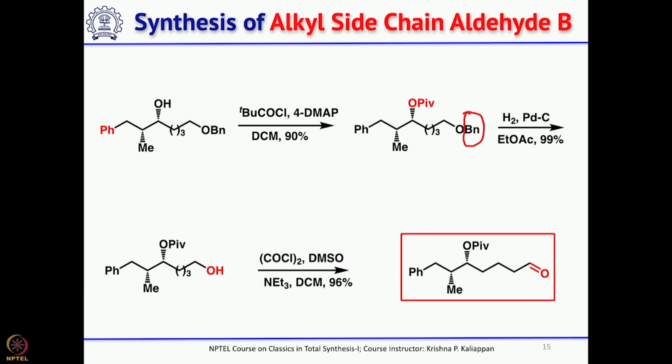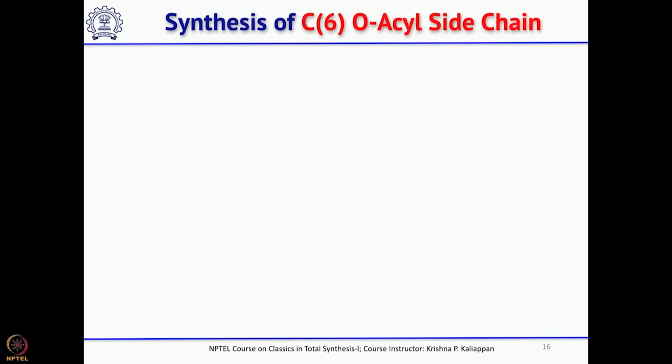So now we have seen the synthesis of fragment A and fragment B. Let us see the synthesis of the other O-acyl side chain. For that he started with this terminal alkyne.